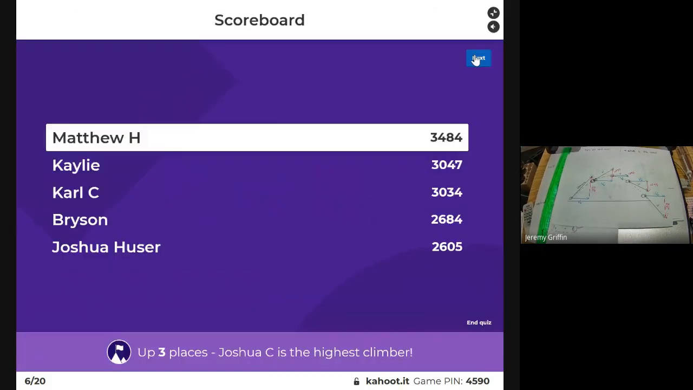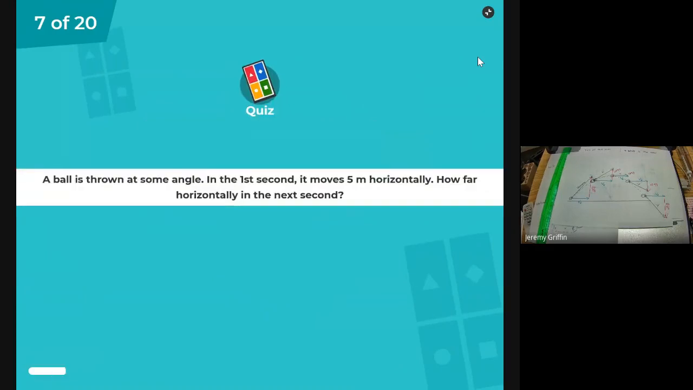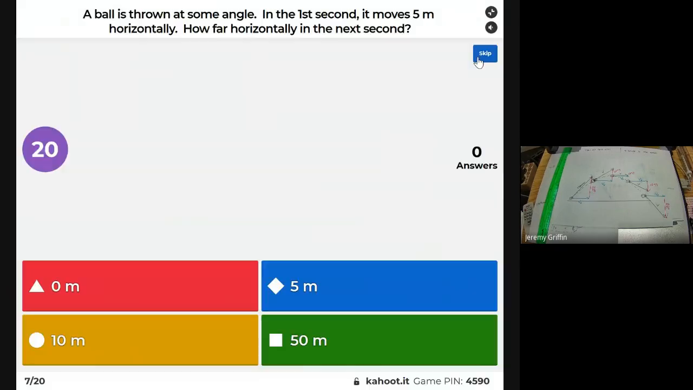All right, see how we're doing on points. We got Matthew still in the lead. We got Joshua moving up. Bryson, Kaylee, Carl. Top 5. A ball is thrown in the air at some angle. Let's say in the first second it moves 5 meters horizontally. How far does it move in the next second?